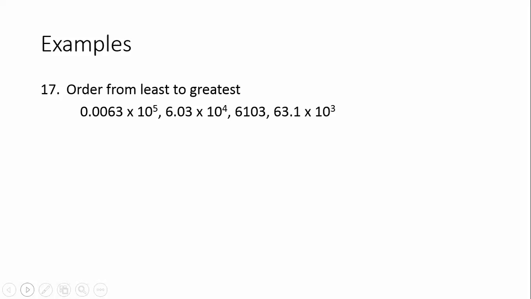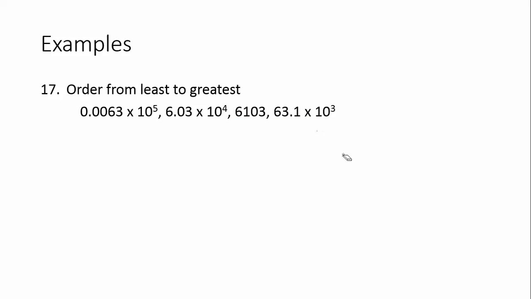Now let's look at an example where you're asked to order from least to greatest. This one's a little different because we've got numbers that are written in all different forms. And you'll see that the first number and the last number are not in proper scientific notation. And the third number is not in scientific notation at all.